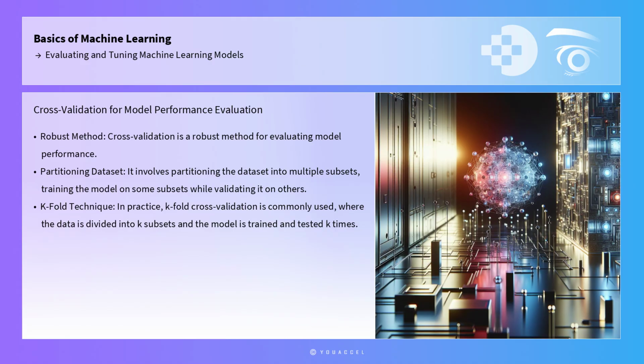Cross-validation is a robust method for evaluating model performance. It involves partitioning the dataset into multiple subsets, training the model on some subsets while validating it on others, and repeating this process multiple times. This technique provides a more accurate estimate of model performance by mitigating the variance that might arise from a single train-test split. In practice, k-fold cross-validation is commonly used, where the data is divided into k subsets and the model is trained and tested k times, each time using a different fold as the test set.